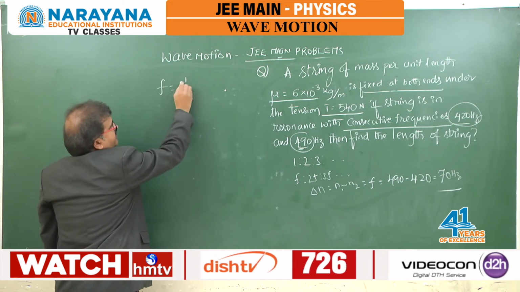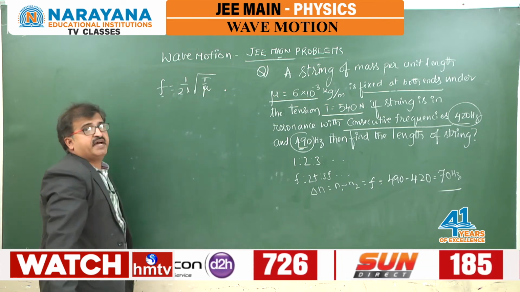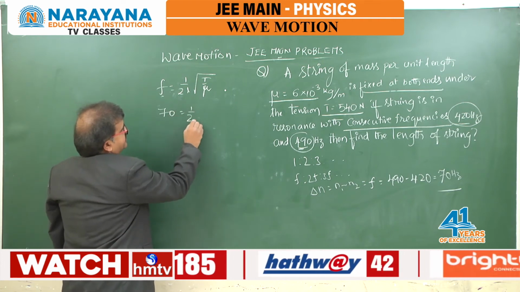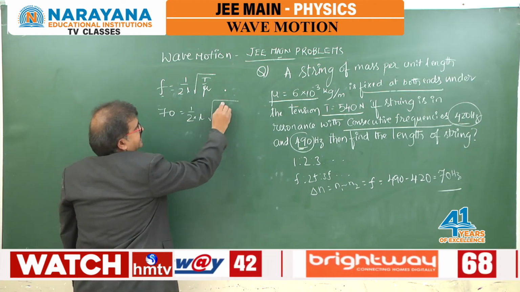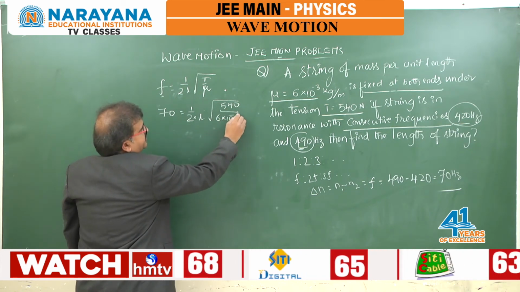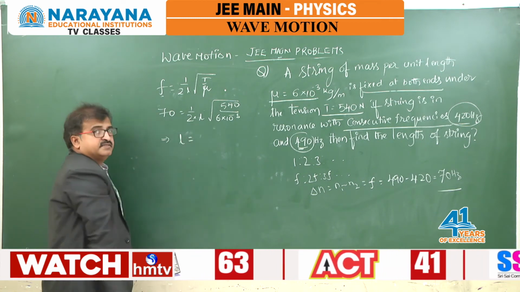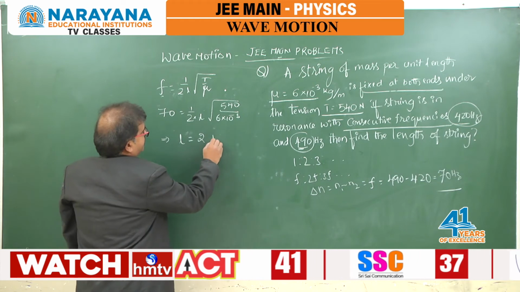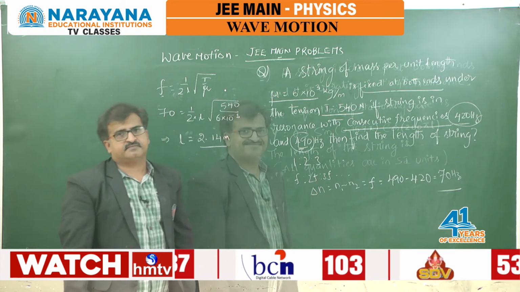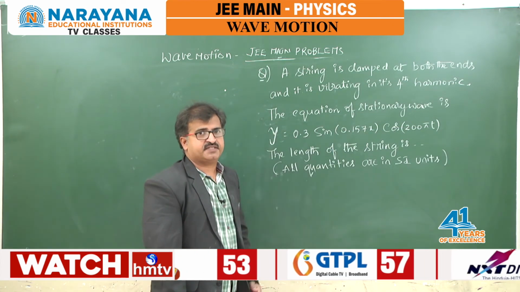Therefore, the fundamental frequency of the string fixed at both the ends is given by 1 by 2L into root over T by mu. So 70 equals 1 by 2 into L, which is to be calculated, into root over 540 by 6 into 10 power minus 3. Upon calculation, making L the subject, you will get the value 2.14 meters. So another example based on stationary waves, which is a previous JEE main question.